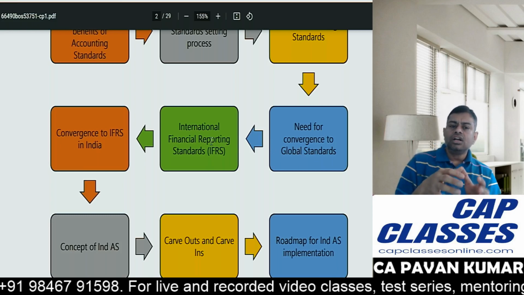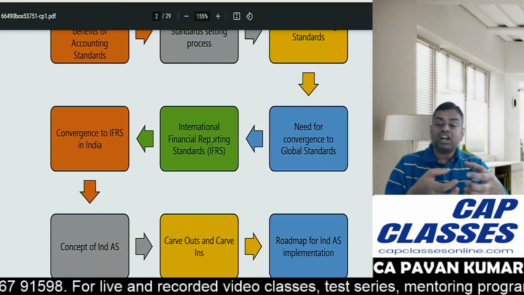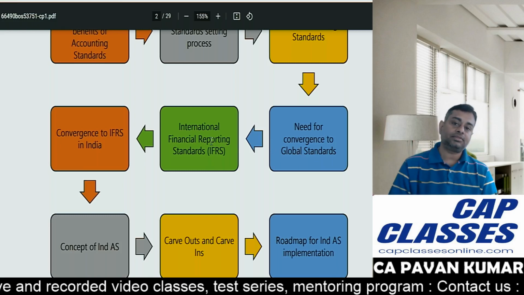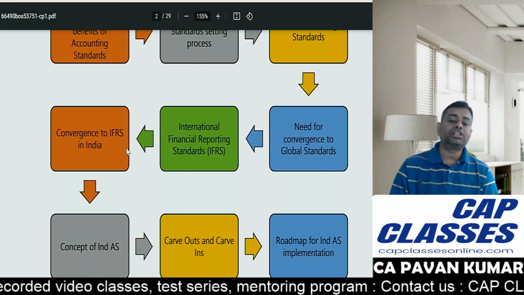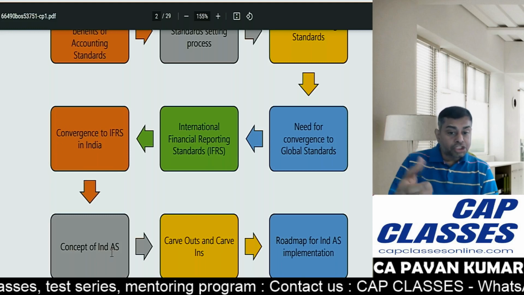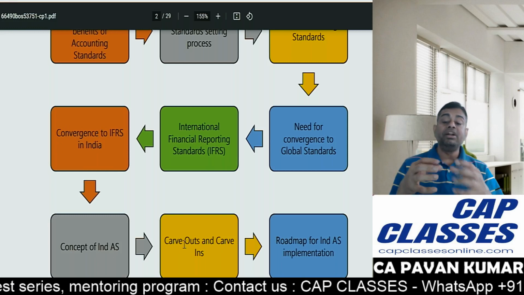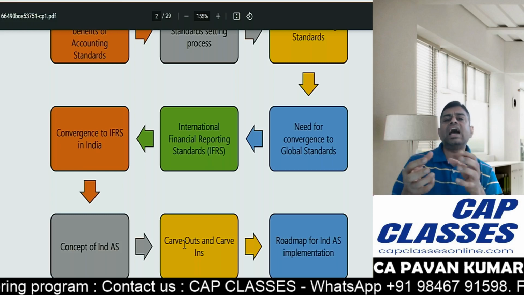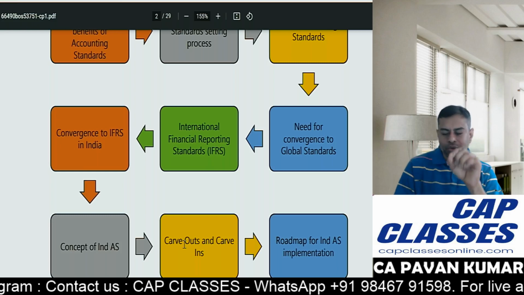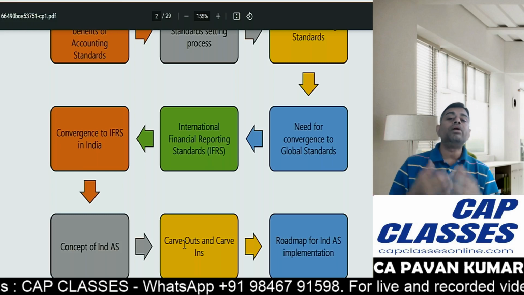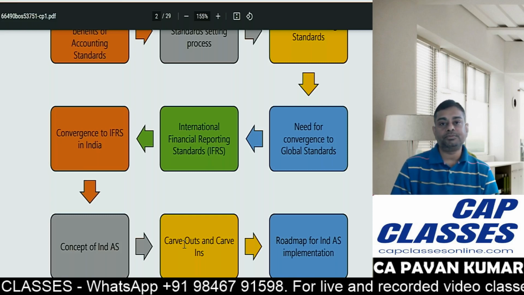Then convergence to IFRS in India. What is the process? What is the roadmap for developing this so-called IND AS? So, roadmap for IND AS preparation. From convergence to IFRS, the concept of IND AS emerged, and there they have some differences between IFRS and your IND AS. They are known as carve-ins and carve-outs, which you do not have at CA Intermediate level. At CA Final you have them. And then the roadmap for IND AS implementation.